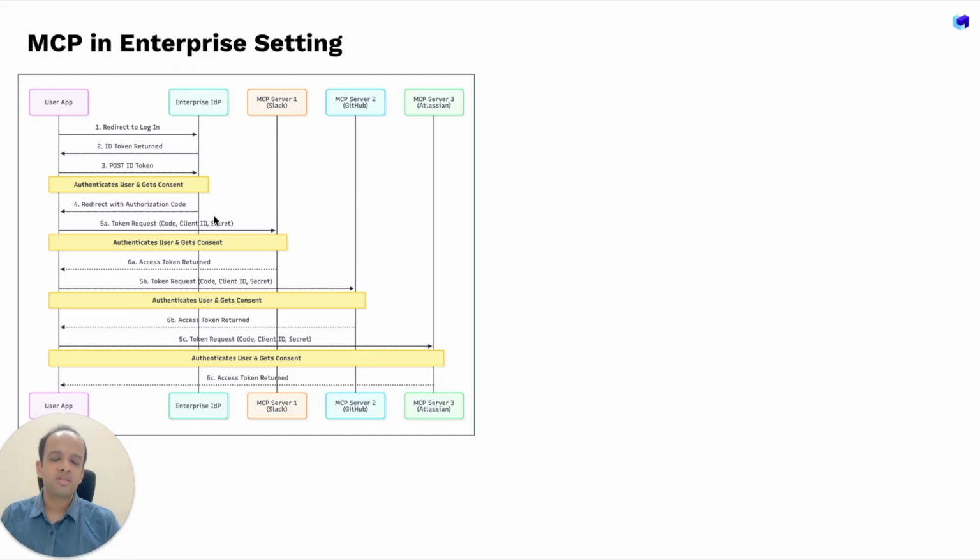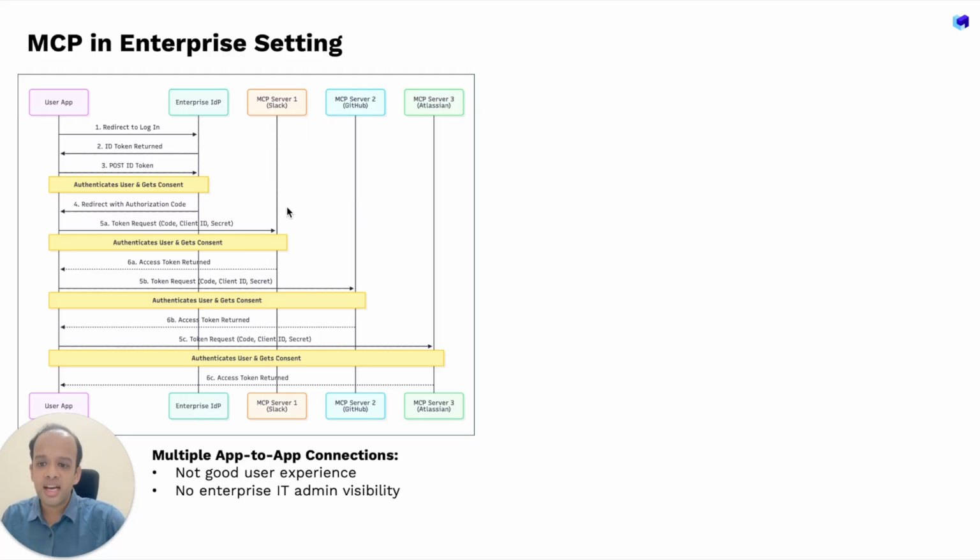Think about one more server. If you also want to access GitHub through your user application, again, this flow has to occur. And you have to give consent that, okay, I want to enable this user application to access my GitHub data. Similarly for Atlassian. So the first issue that this poses is that it is not a really good user experience. What if you have 20 MCP servers that you wanted to connect to your application? Would you really do the SSO flow 20 times? Obviously not. That is not a very good user experience.